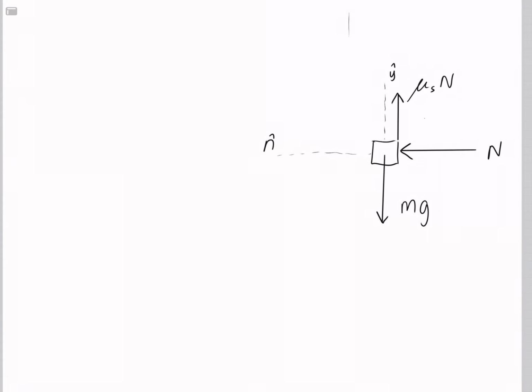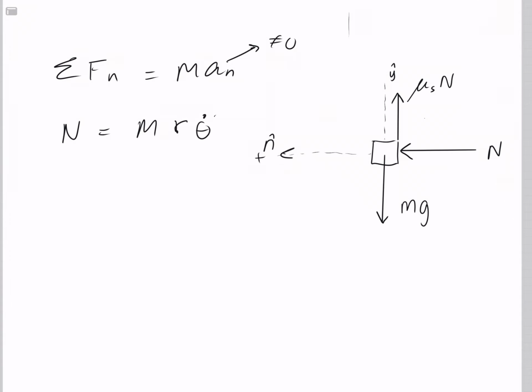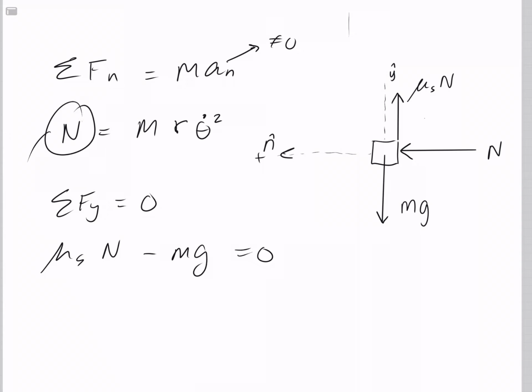Here we have a smaller zoomed in portion of that particle and just the forces. So this is a free body diagram. There's nothing external. For f of n, as I said before, this is dynamic, so it does not equal 0. And there is the normal force, and we have m, and this is positive, r times theta dot squared. For f of y, that is equal to 0. It's going to be static. There is mu static N minus mg equals 0.